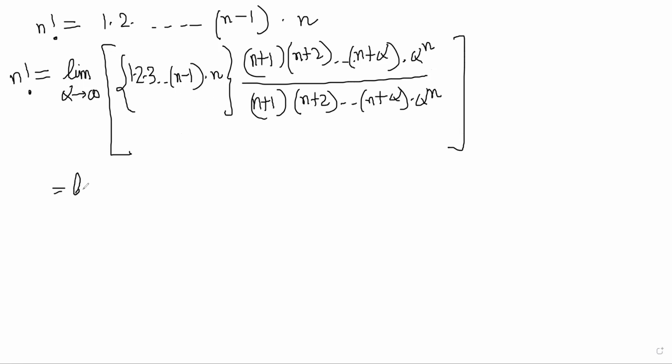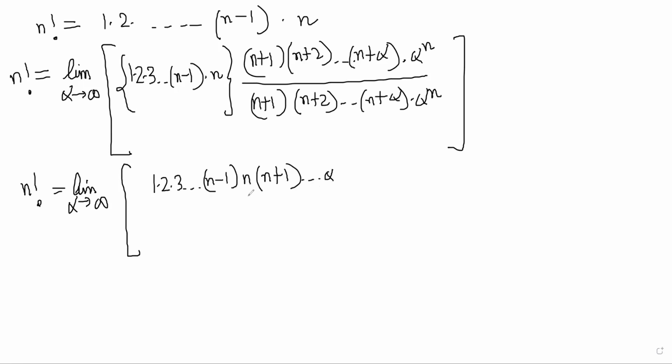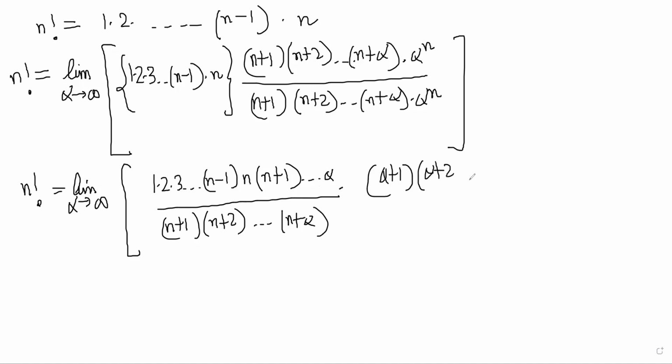We will get here the limit of alpha tends to infinity, n factorial is equal to this. And now what we say is we collect all the terms here till n minus 1, n, then n plus 1 till alpha. And in the denominator, we again say n plus 1, n plus 2, n plus alpha. And the remaining terms are alpha plus 1, alpha plus 2, till n plus alpha. And we have alpha power n here divided by alpha power n. This is just a restatement of the original thing only.